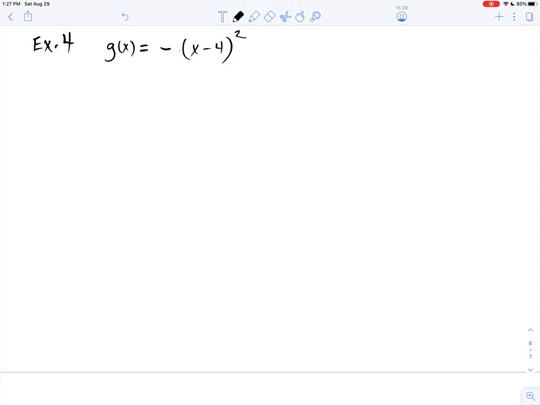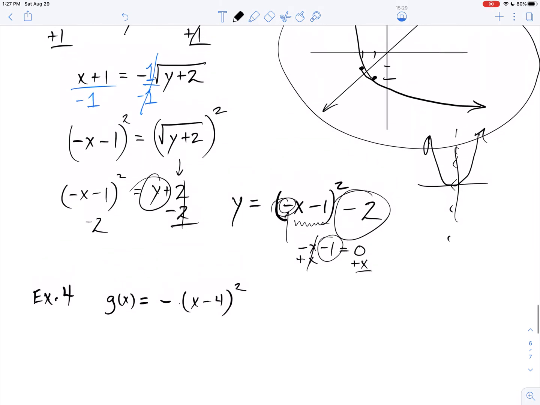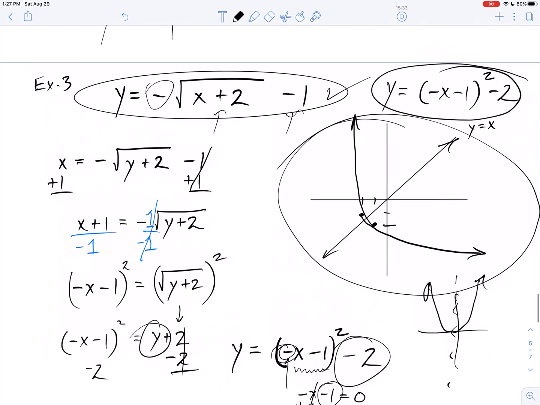Oh, and you know what? I forgot to do this. Oops, let me go back before I go any farther. We had to restrict this thing, right? We had to restrict this so that it would be a mirror image. So this would be x is anything less than or equal to -1. Let that sink in for a second. -1 right here.